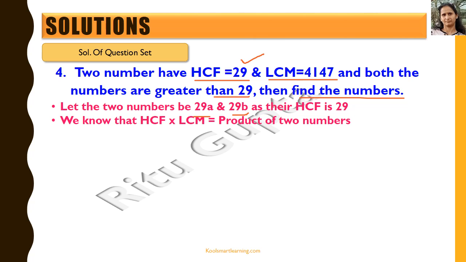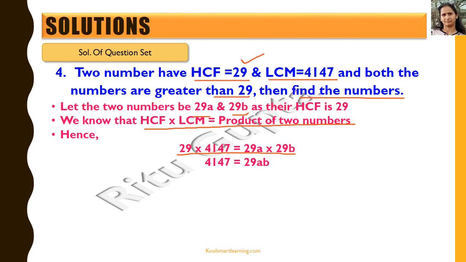We know that the product of HCF and LCM is equal to the product of the two numbers, which gives us 29A multiplied by 29B is equal to 29 into 4147. So this gives us 4147 is equal to 29AB, and hence AB is equal to 143. Now 143 has factors 1 and 143, and the second set is 11 and 13. So these are the only possible factors of 143.